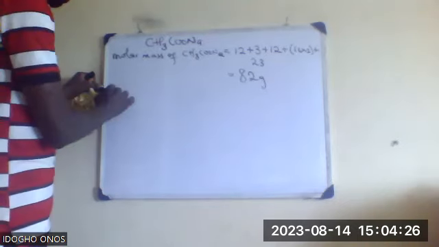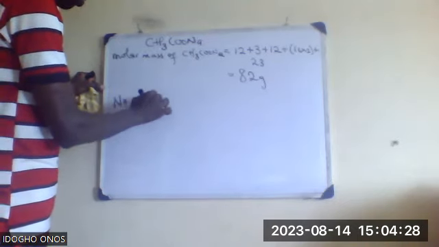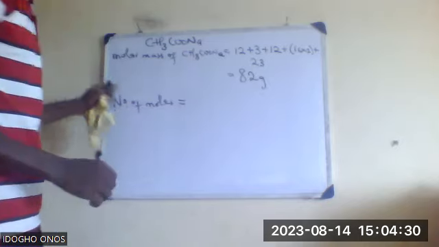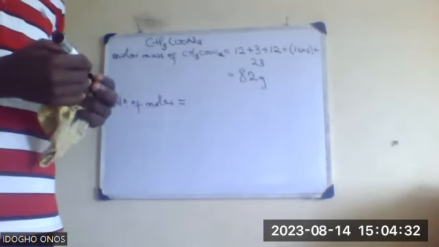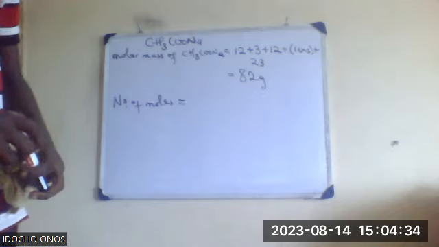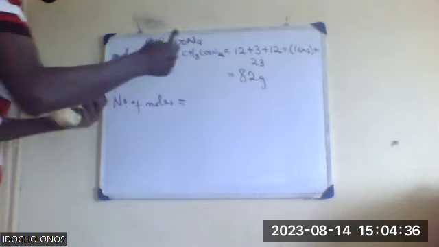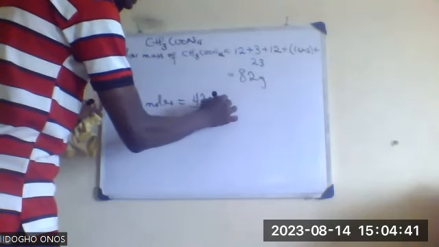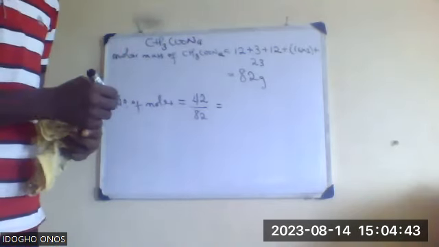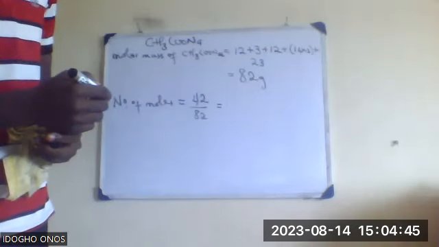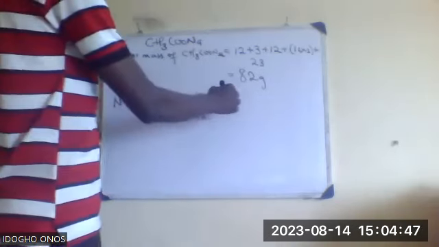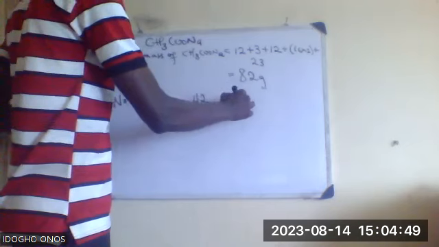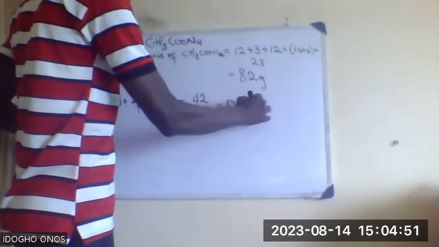So now we will look at the number of moles. Number of moles equals... what is the given mass in the question? 42. What is our molar mass now? 82. So we divide this, we should get 0.5. If you have a calculator, you can use your phone. That will give me 0.5 moles.